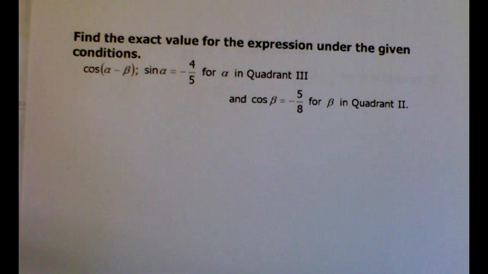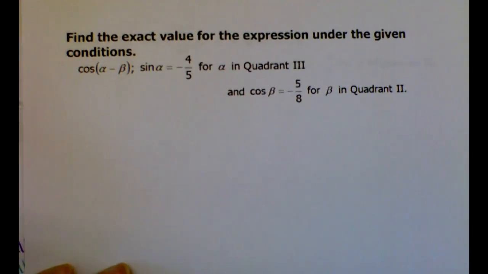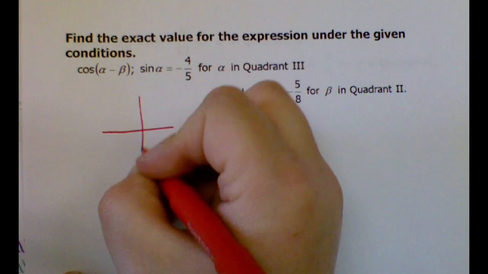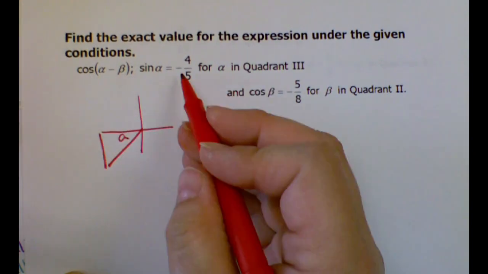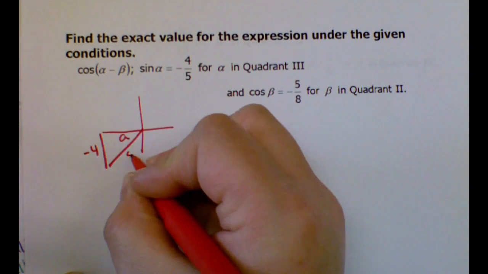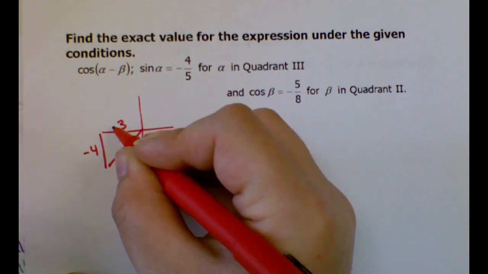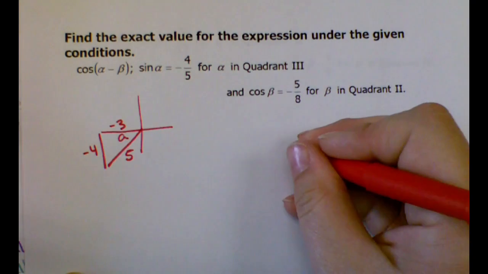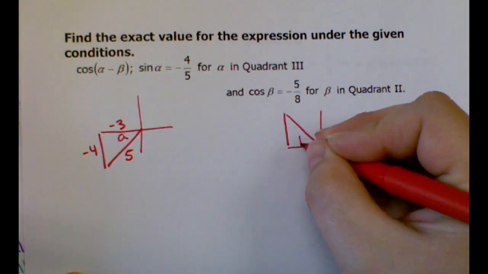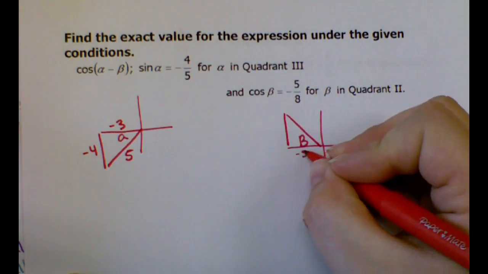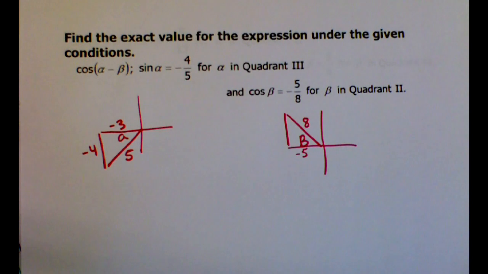All right, and now we're going to do some problems where it tells us some values and quadrants. I like to start with a picture. All right, alpha is in quadrant 3. Boom, there's alpha. The sine is negative 4/5, so opposite over hypotenuse, which tells me that the adjacent side is 3, but negative because we're in the third quadrant. Beta is in quadrant 2. It tells me the cosine is negative 5/8, so I'll label my sides accordingly. And to get that third side, it's the square root of 64 minus 25, the square root of 39. Okay, not a nice number, but that's fine.